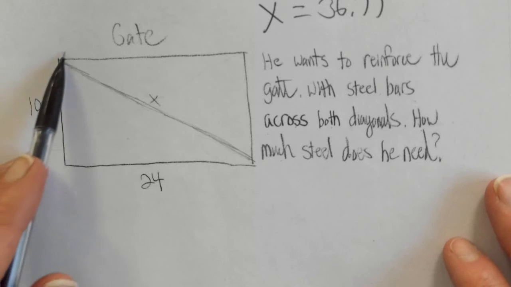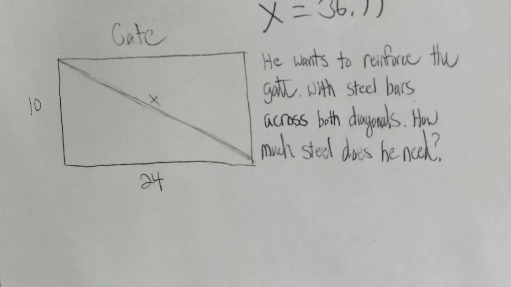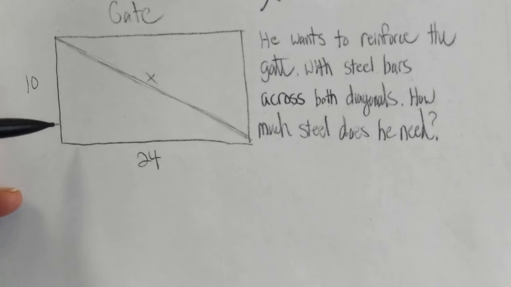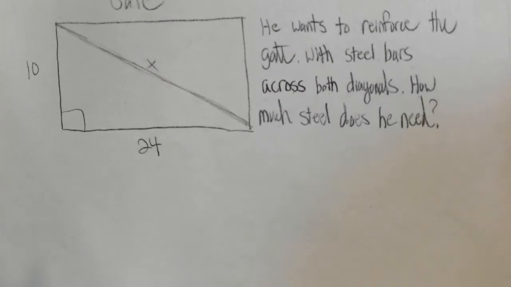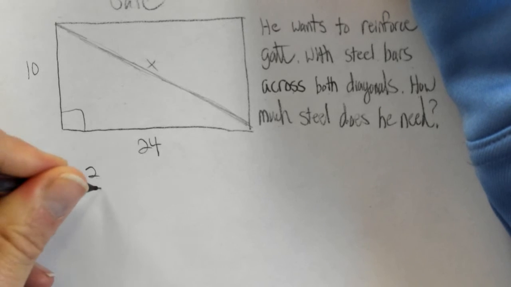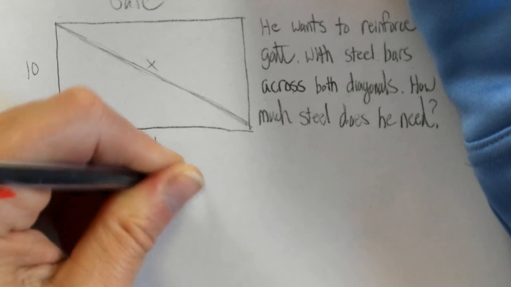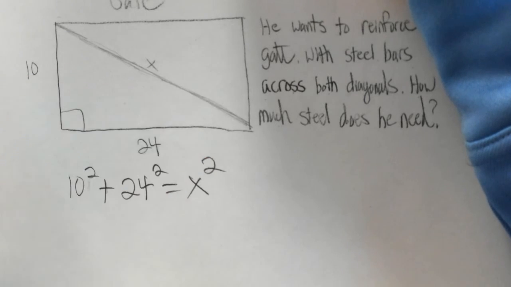So what we want to do is find the length of one of the diagonals and then do it times 2. Can we do it? Yes, because we got a right triangle right here when we draw in the diagonal. So we're going to write this: 10 squared plus 24 squared equals x squared. x is the hypotenuse. It's got to be the c.